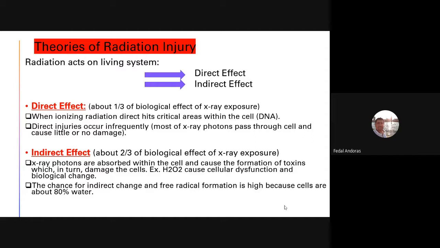So if you get a true/false or multiple choice question in the exam, it will come in this form. For example, choose the right answer: the chance of indirect change and free radical formation is high because cells are about 80% water. The same text comes directly. If I change that and say the chance of indirect change and free radical formation is low because cells are about 80% water, and you choose this answer, it will be wrong. It is high, not low.